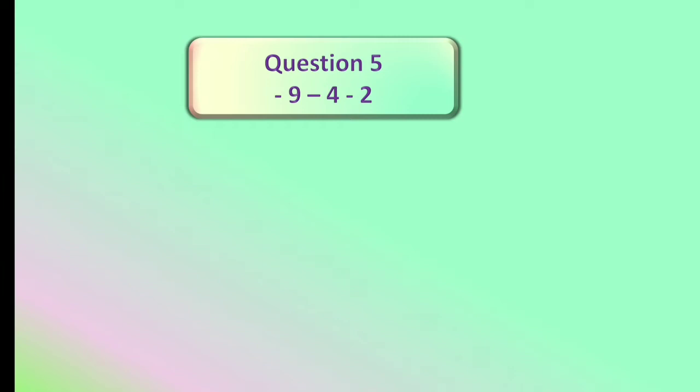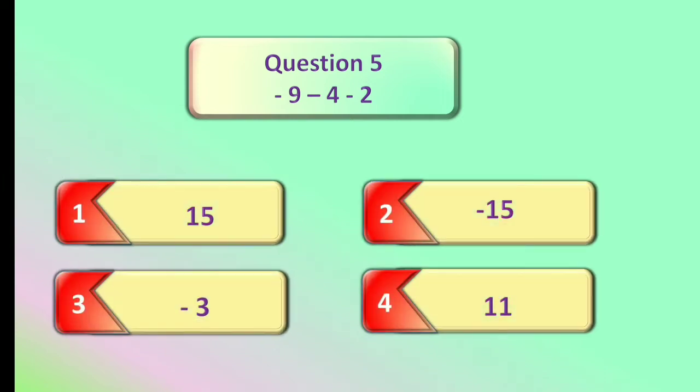Question 5. Minus 9, minus 4, minus 2. 4 options. Second option will be correct. Why? Let's understand. As first we need to put sign of greater term. 9 is the greatest one. As all the three numbers have same sign, so we should add. After adding, answer will be minus 15.